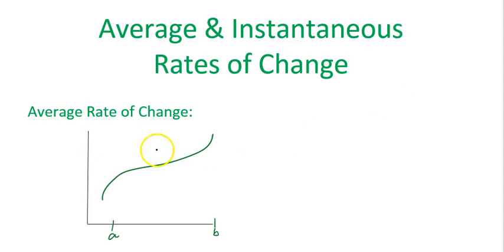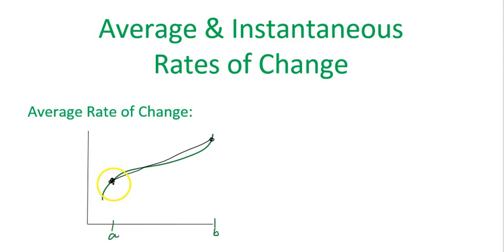And in this class we're going to use velocity a lot because it's an easy example. So average rate of change, what is that exactly? Well, if I have a graph, and this function could be a certain distance over a certain time, if I look at this point to this point, the average rate of change would be the slope of the line between those 2 points.